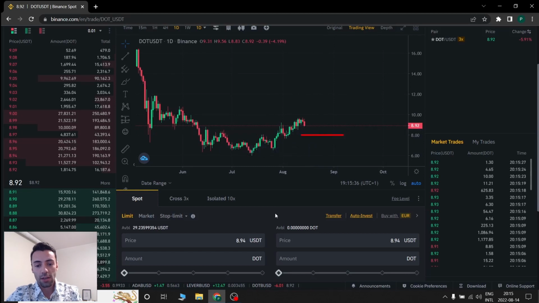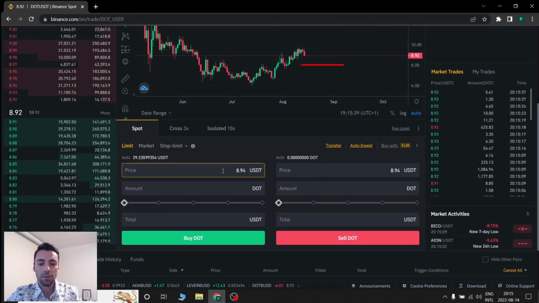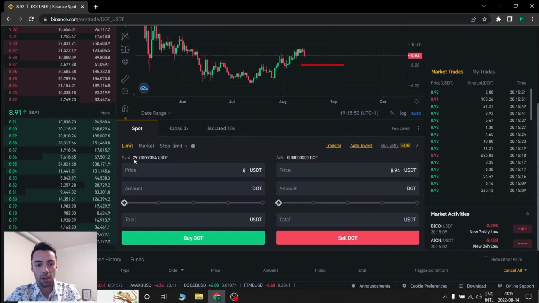So on the limit here, the price right now is 8.92. So we put it on $8. And how much Polkadot do you want to buy? Right now we have around 29 or 30 USDT available. So we want to buy, I don't know, half of it, 50% of what we have here, which is around 14.64 USDT, which will be 1.83 tokens of Polkadot. And we can click buy.